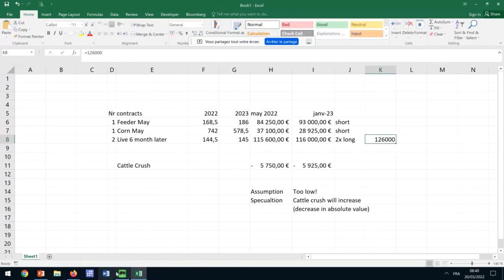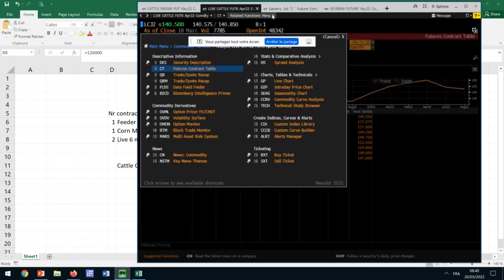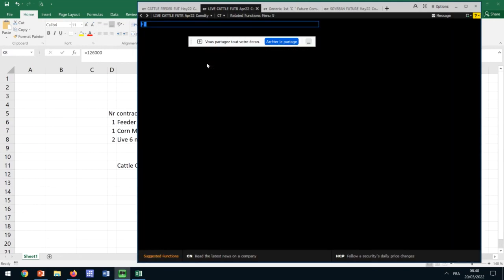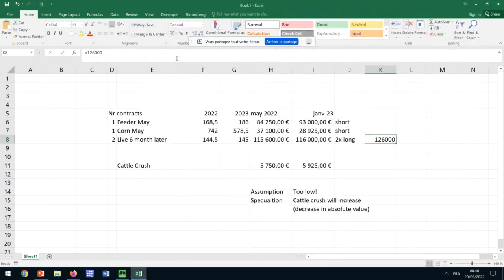Each contract has a value of, I think it was 56,000. The live cattle have a smaller contract, 56,000. So that's again 7 billion in contract value. Pretty impressive.